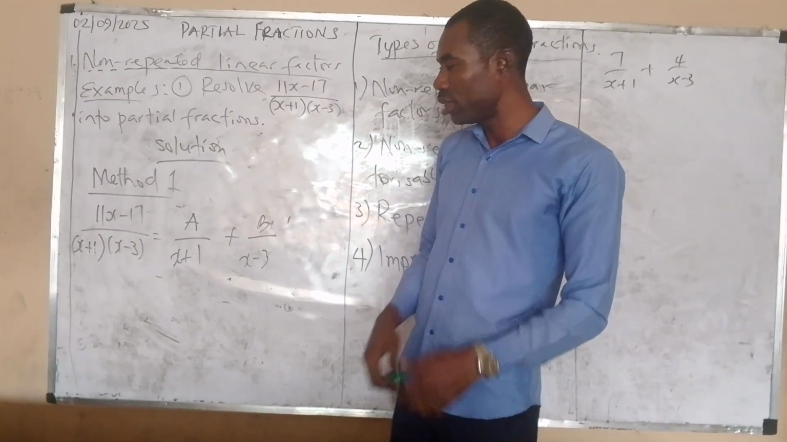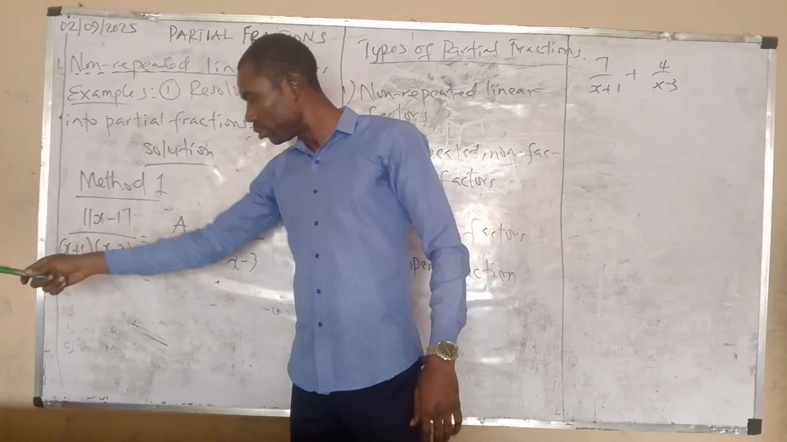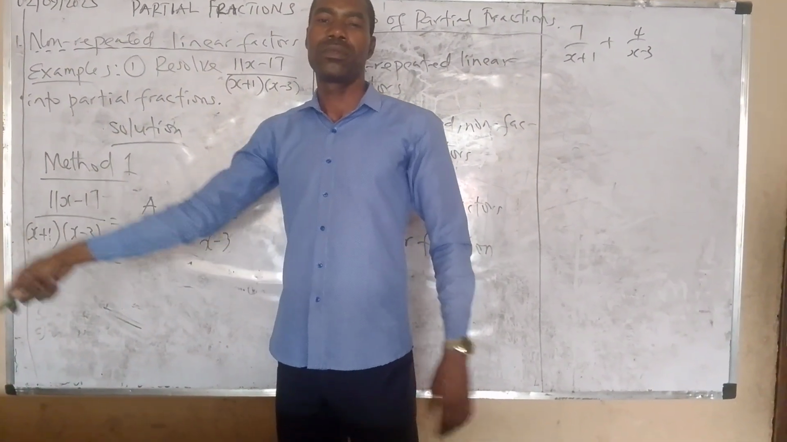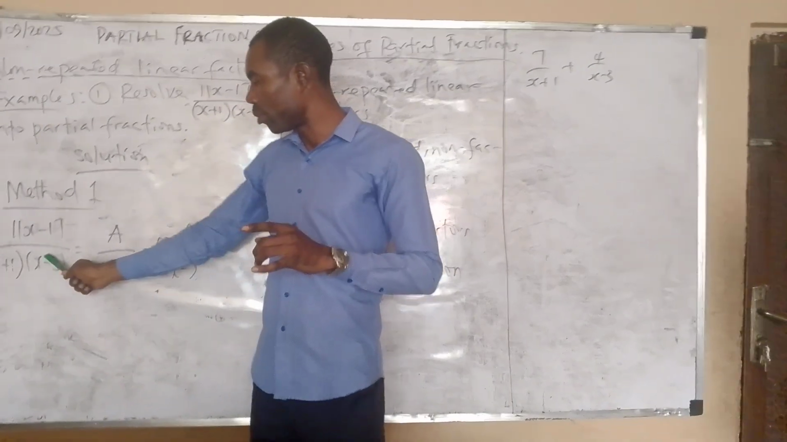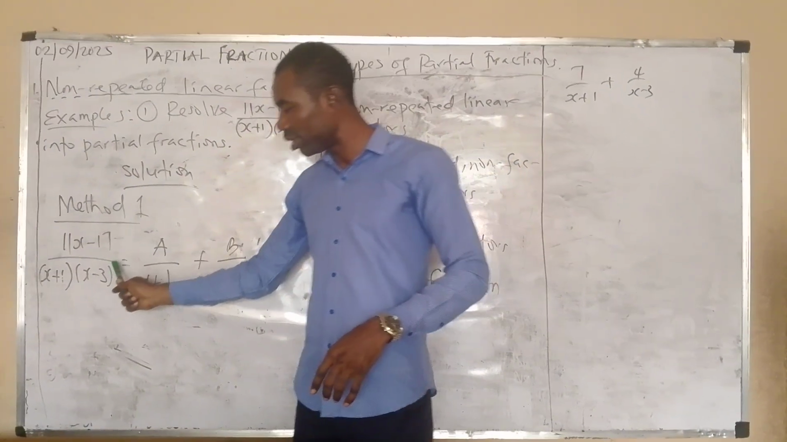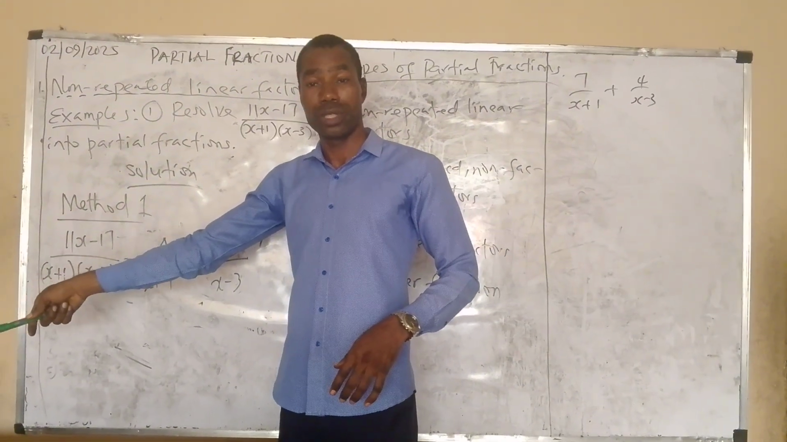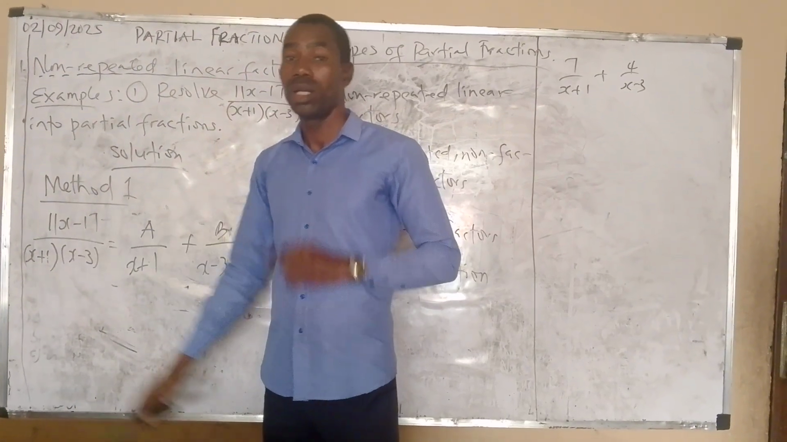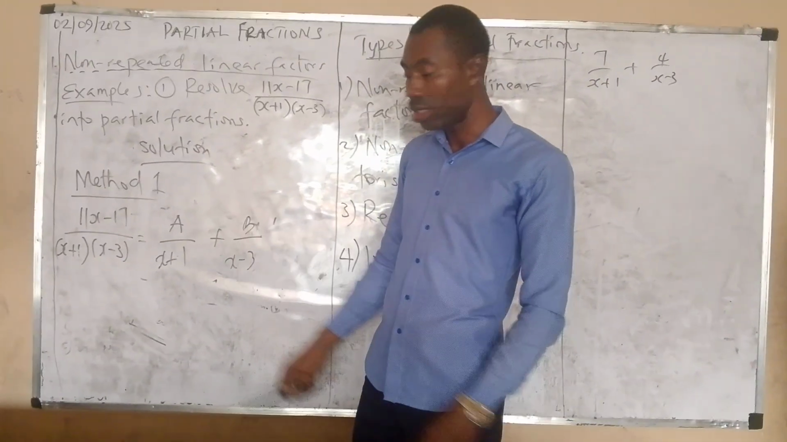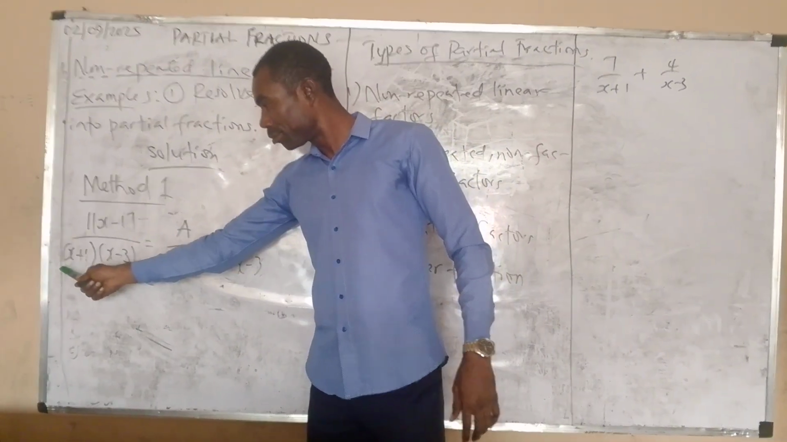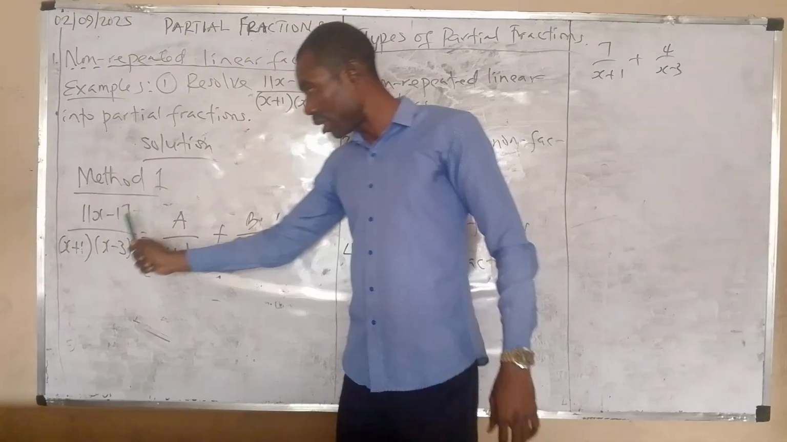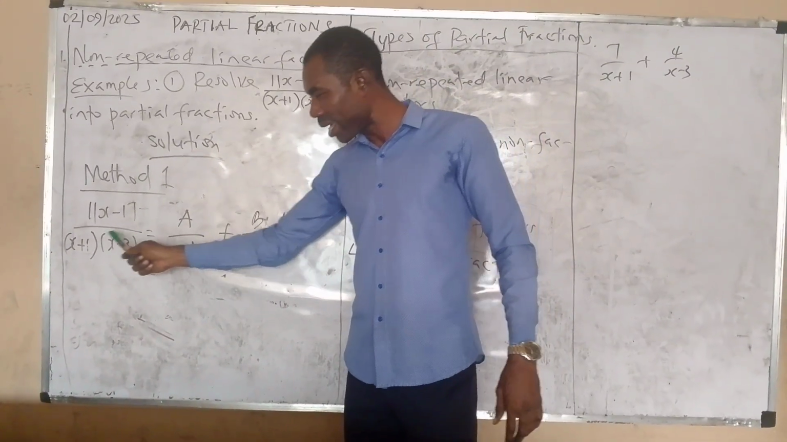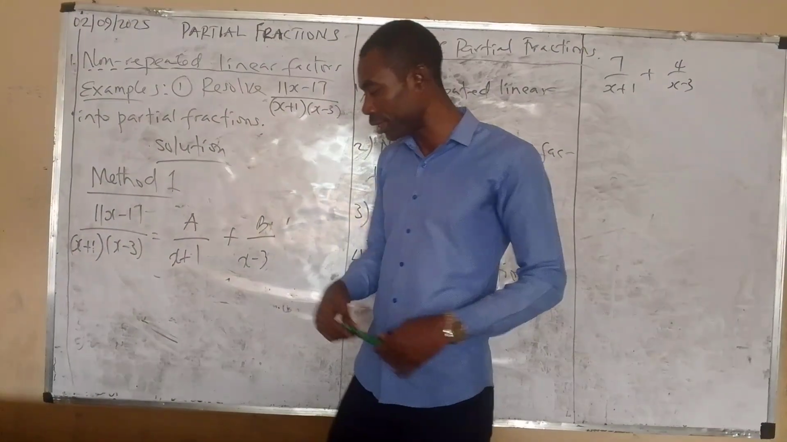To find A and B, I'm going to clear off this denominator. I want to clear it off. And to clear it off, I will multiply both sides by this denominator. Don't forget, in an equation, whatever you do to the left-hand side must be applicable to the right-hand side. So clear off this. As you do that here, also clear off this. So multiply through by x plus 1, x minus 3.